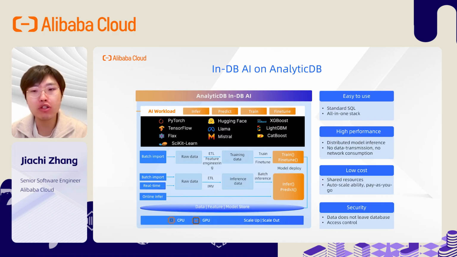On this slide, I will introduce In-DB AI on AnalyticDB. It integrates model training, fine-tuning, and distributed inference directly inside the database. It supports frameworks like PyTorch, TensorFlow, and common large language model libraries. By moving the vector and feature processing to the data layer and exposing capabilities through standard SQL, we eliminate network overhead, accelerate retrieval, and simplify pipelines.